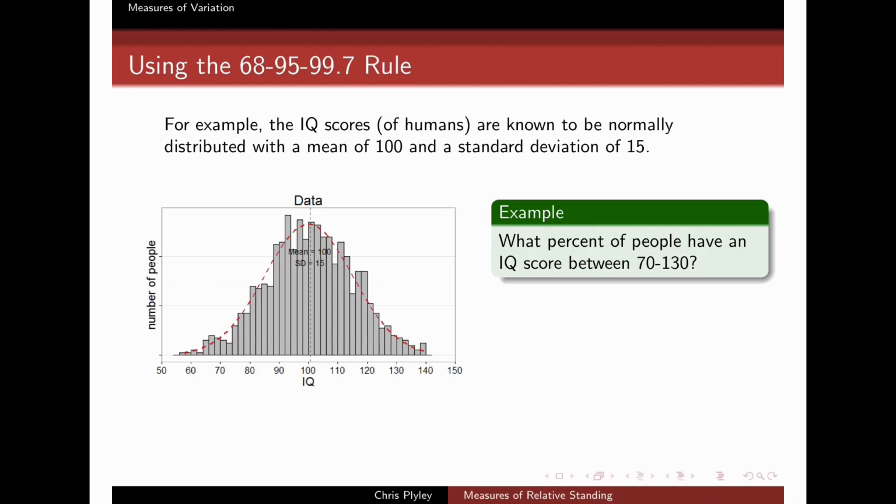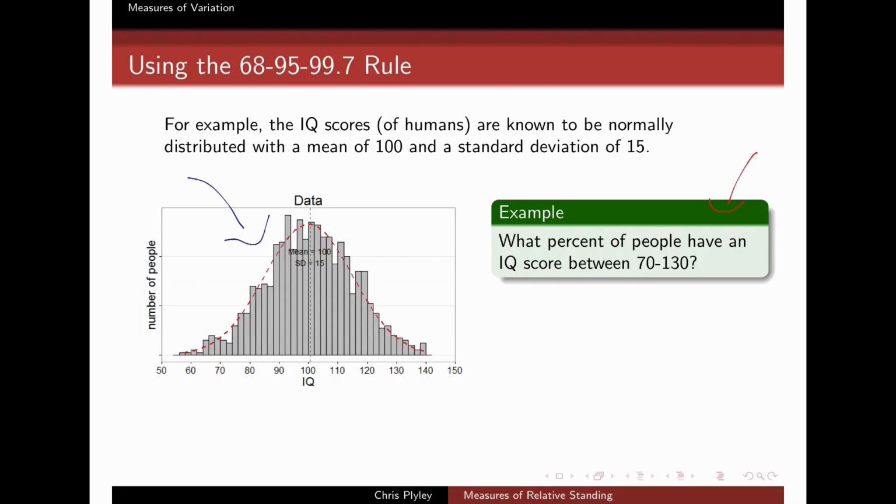So let's do an example here just to see how we can use this rule. We'll start with a very simple example. We'll take IQ scores for this set of data because they're nicely arranged so that the mean IQ for persons is 100 and the standard deviation is 15. So if I were to ask you a question like what percentage of people have IQ scores between 70 and 130, well, since this data is indeed normally distributed, and it's known to be, but we can also see from our graph here that the data seems to be approximately normal, so we can use the 68, 95, 99.7 rule.